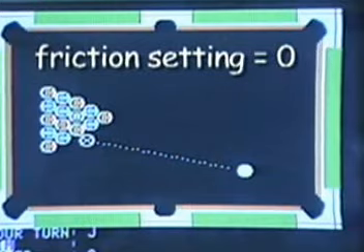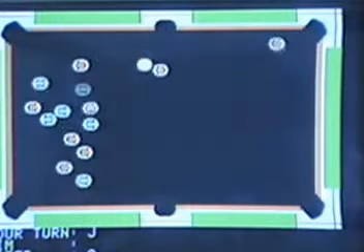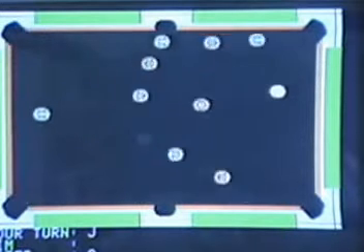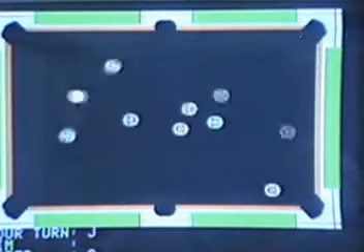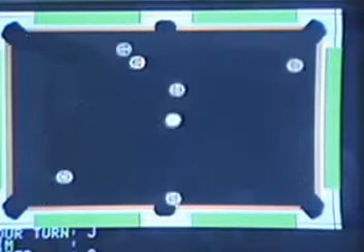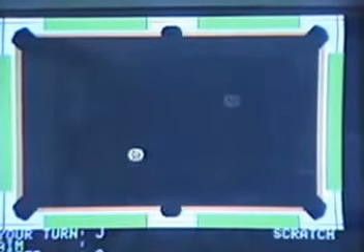We can turn the friction level to a setting that is very close to zero. Watch what happens when the cue ball is hit into the other balls. All this motion and uncontrolled activity is a result of very little friction. The inertia of the balls keeps them moving in straight paths until they strike other balls or the sides of the pool table.